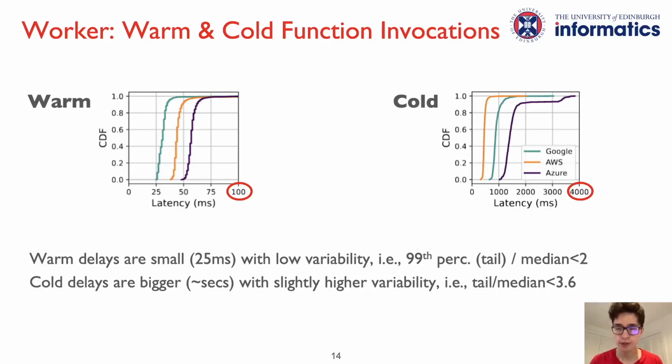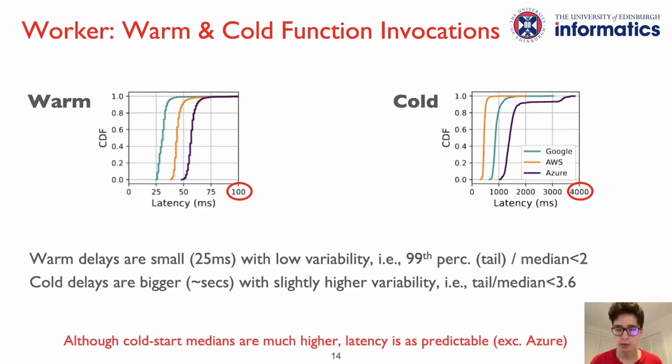These charts show latency CDFs on the y-axis and the latency in milliseconds on the x-axis, with warm invocations on the left, cold on the right. Note that x-axis limits on the two charts are different because cold invocations are much slower than warm. One can see that warm invocations are much faster than their cold counterparts. However, in both cases, latency variability, tail to median ratio, is quite moderate.